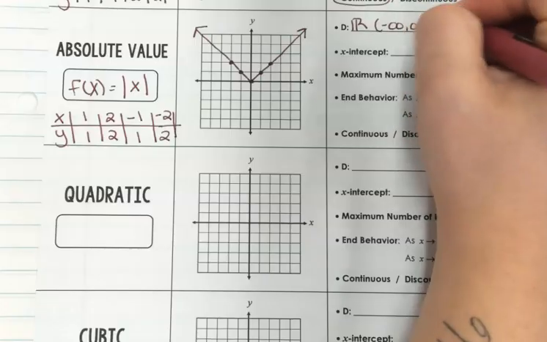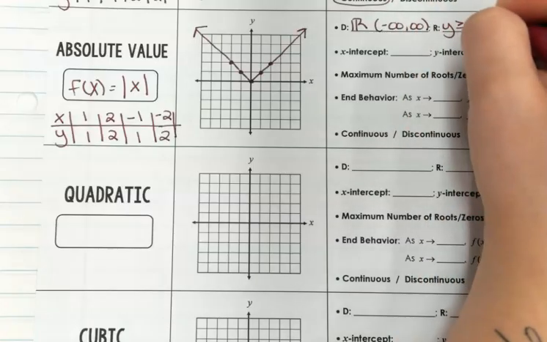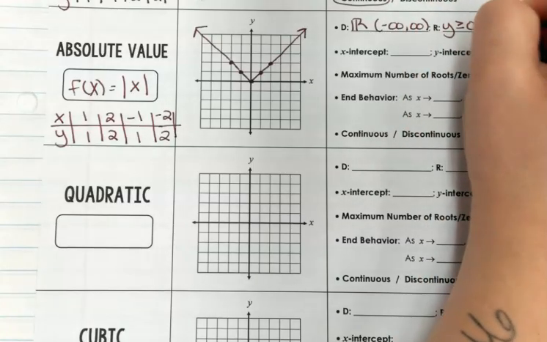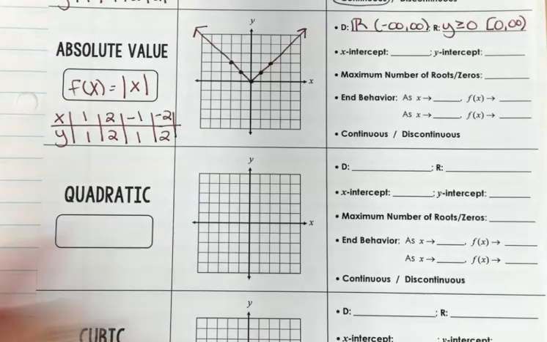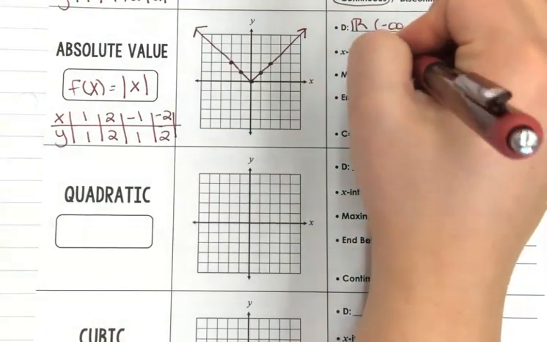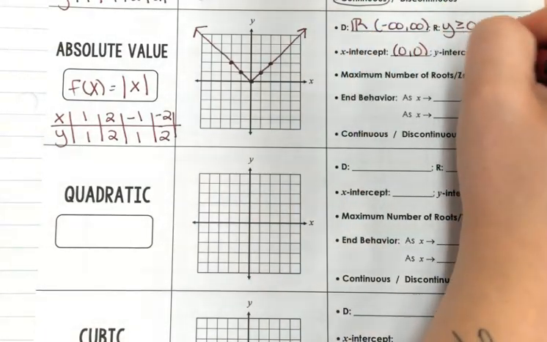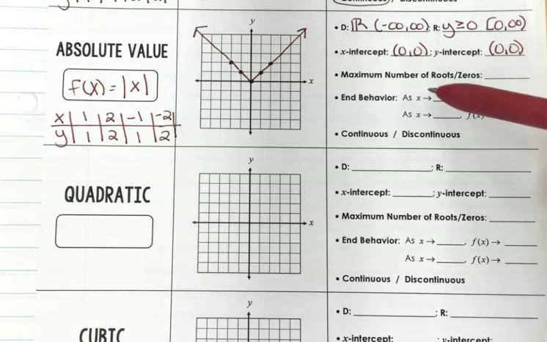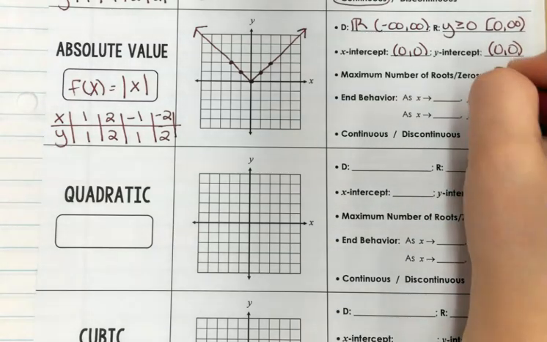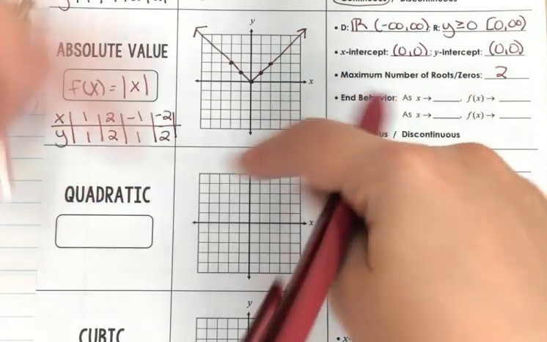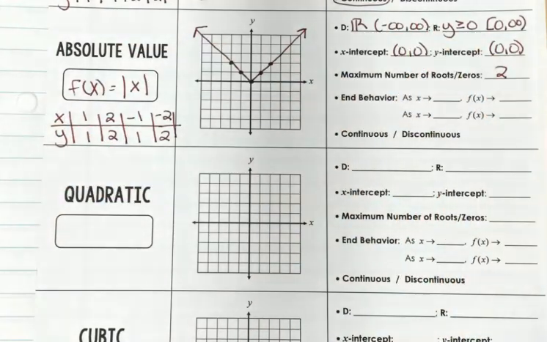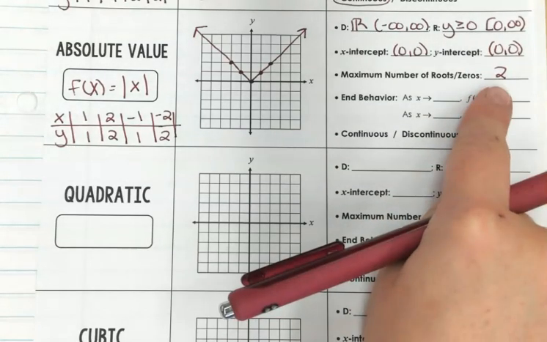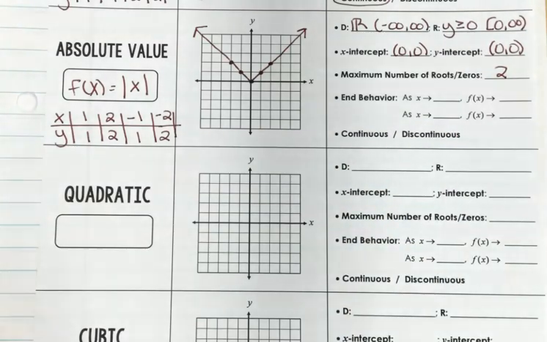So that is going to be that y is greater than or equal to 0, or bracket 0 to positive infinity. We're also at the origin again, so my x and y intercepts are both going to be 0. And then the number of times that this could possibly cross the x-axis is twice. So if I shifted this down or flipped it upside down, if you think about that yellow graph we did together in the last video, that one crossed it twice. So the maximum number of times it's going to cross is twice.